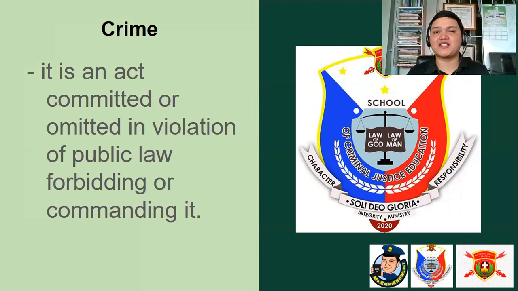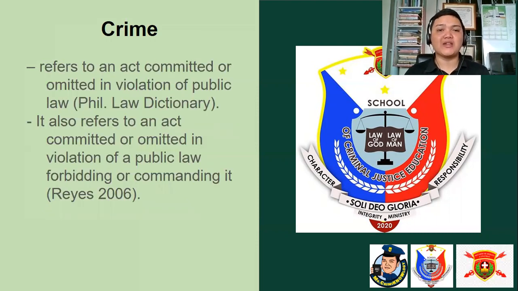We have this legal maxim, don't forget this. Nullum crimen, nulla poena sine lege. It means there is no crime when there is no law punishing it. So a crime is a product of law. If there is no law, there is no crime. We only have crime because we have a law. Next, crime refers to an act committed or omitted in violation of public law, forbidding or commanding it, according to Reyes 2006. So that is the crime in general.